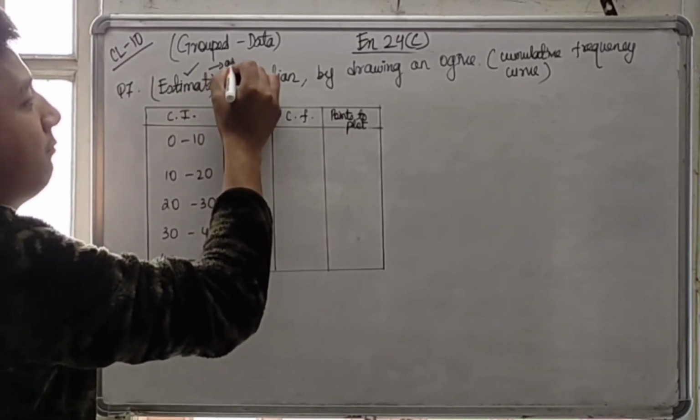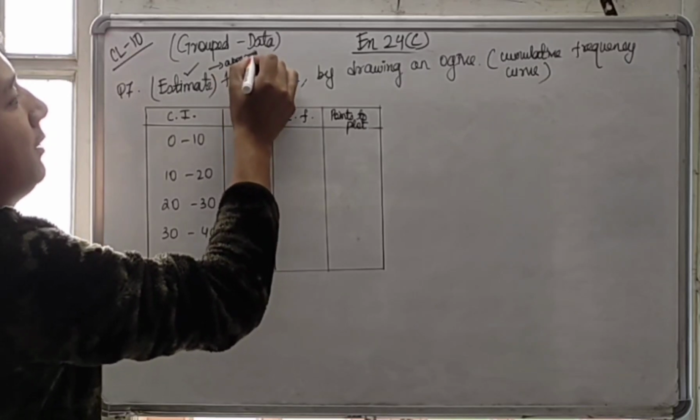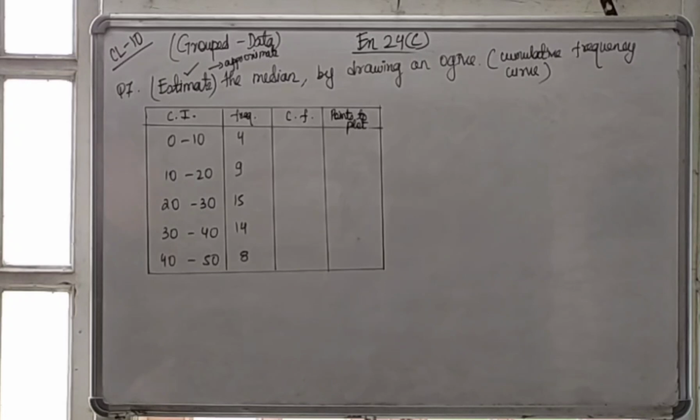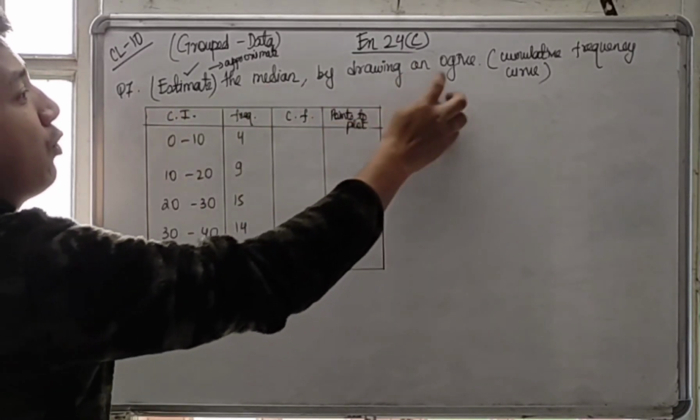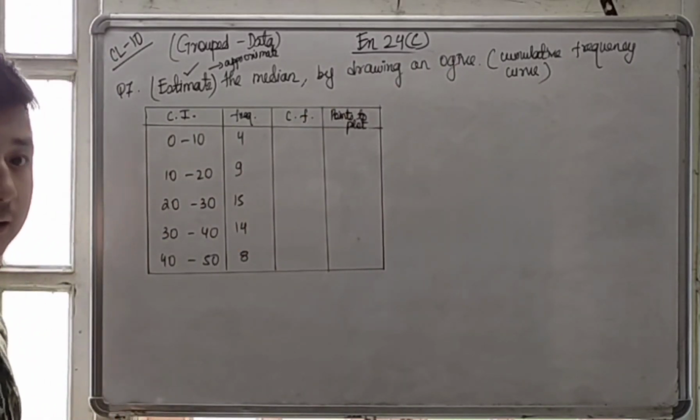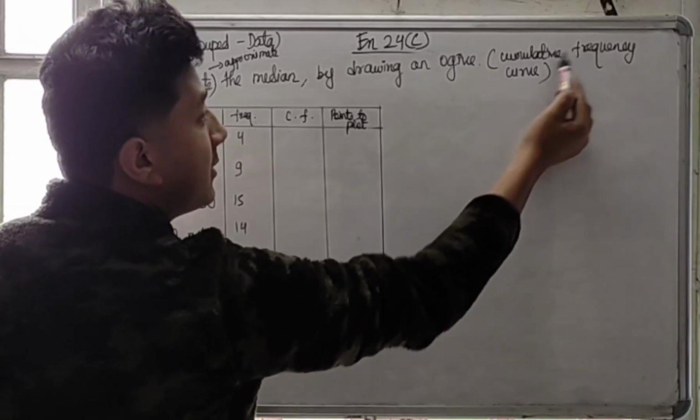Find the approximate value. And why approximate value? Because this sum we have to do on graph paper. But the first part I am doing here and then I'll move to the graph section. So estimate the median by drawing an ogive. Now what is an ogive? I think we have done this in class 9. Ogive means cumulative frequency curve.